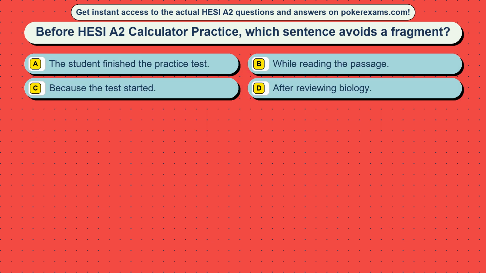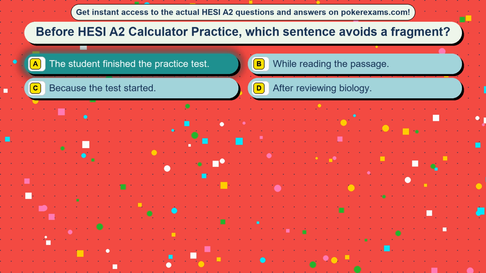Question 35. Before HESI A2 Calculator Practice, which sentence avoids a fragment? Option A, the student finished the practice test. Option B, while reading the passage. Option C, because the test started. Option D, after reviewing biology. The correct answer is option A, the student finished the practice test.